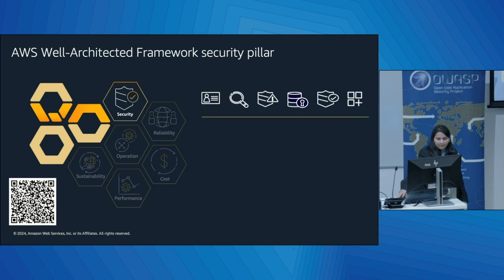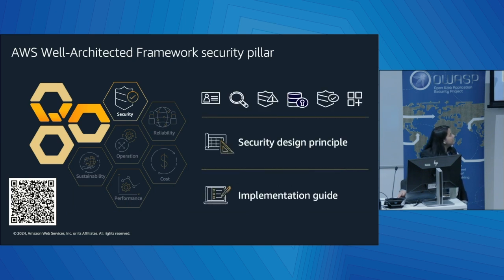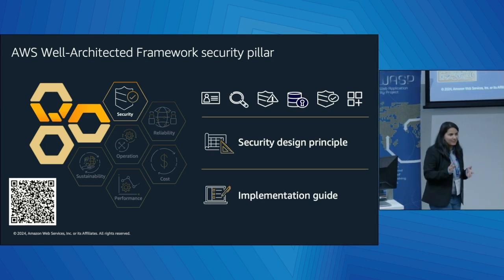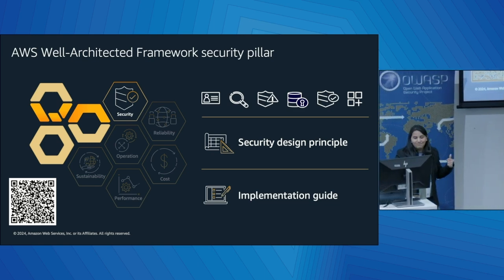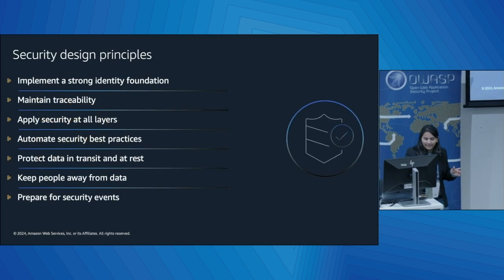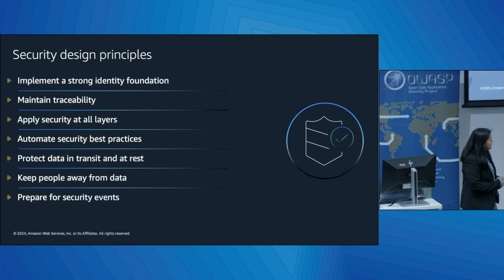Okay, so security pillar compromises of security services, design principles, and implementation guide. Again, if you don't like reading like me, the 600-page guide is not going to help. The implementation guide is pretty long, so you can just look at the design principles. There are 7 design principles, easy to manage, easy to talk about. And these are the design principles.